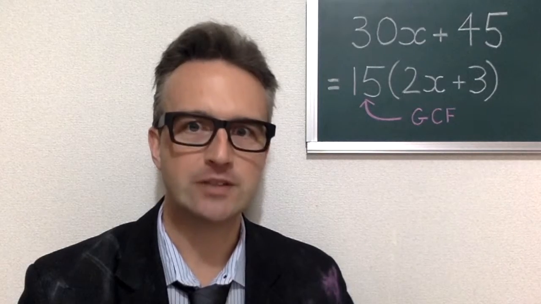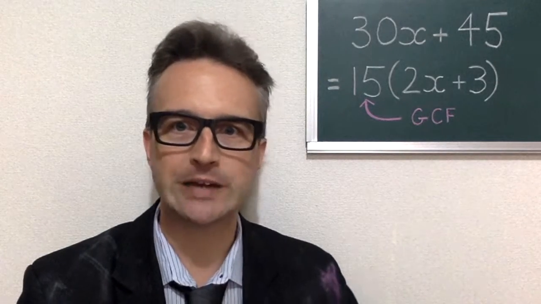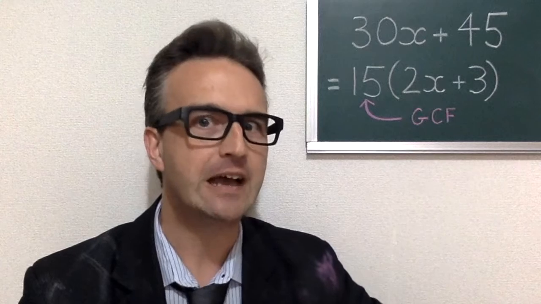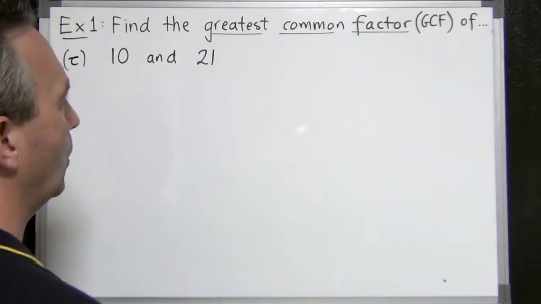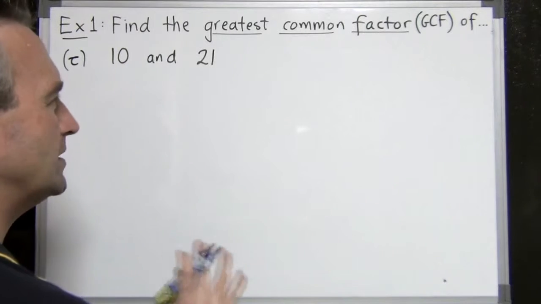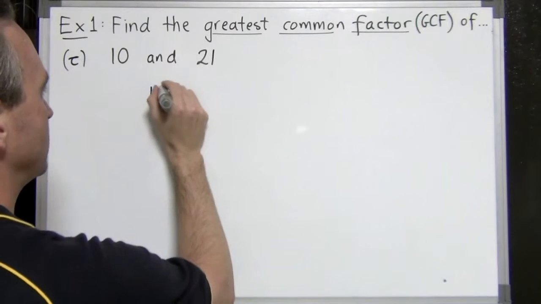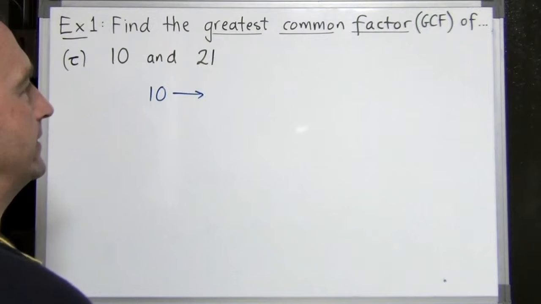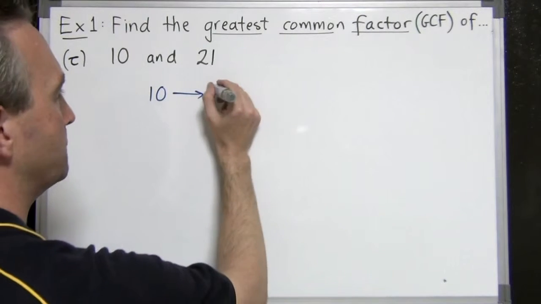By the way, greatest common factors come in handy later on when we are factoring or factorizing algebraic expressions. One last example. Let's find the greatest common factor of 10 and 21. There is one more sort of weirdish thing that can happen, so we just want to cover this one more example here. Factors of 10, let's write them out.